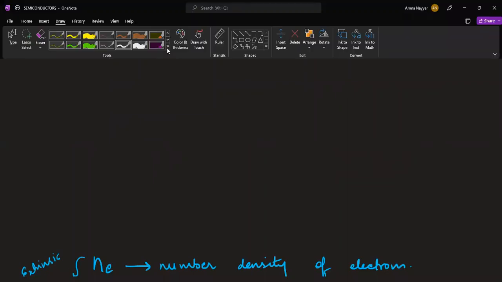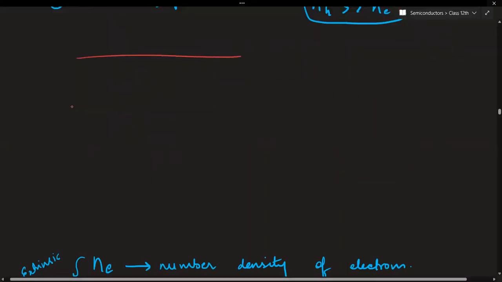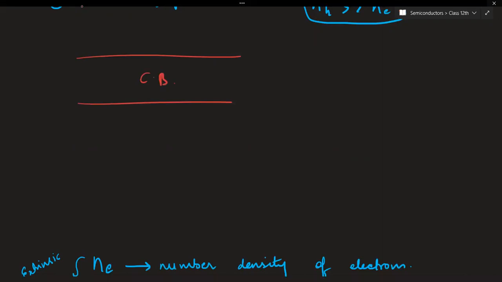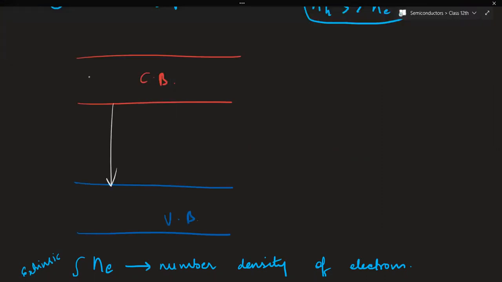Now, if you draw the energy band gap also. See, this is the conduction band. This will be the valence band. This will be the energy band gap that will be present. This will be the lowest energy level for conduction. This will be the highest energy level for the valence band. This time, the energies that you have to remember for the acceptor atom will be near the valence band.